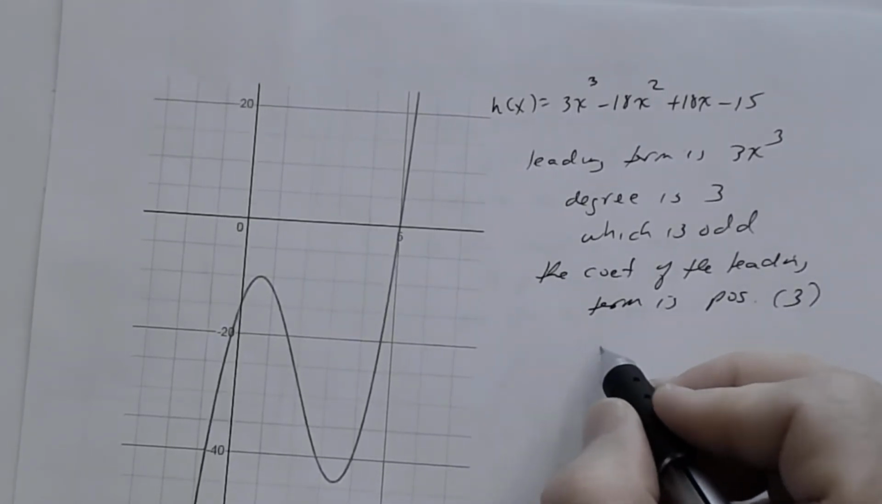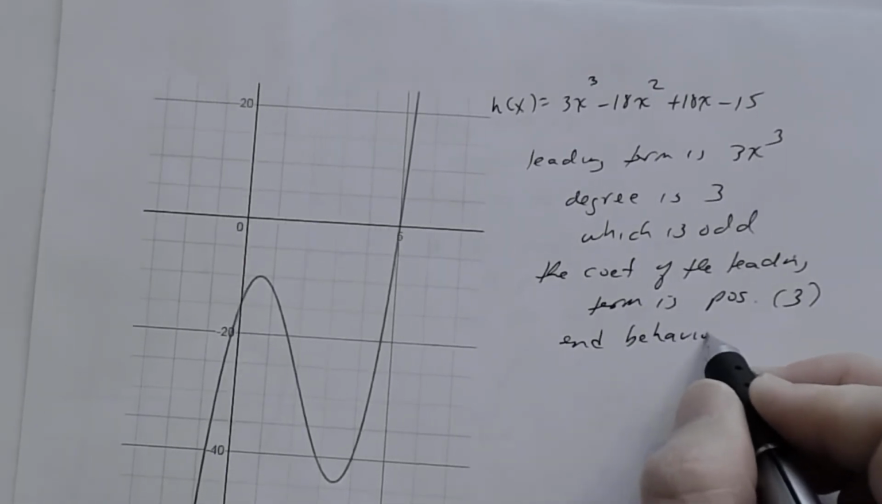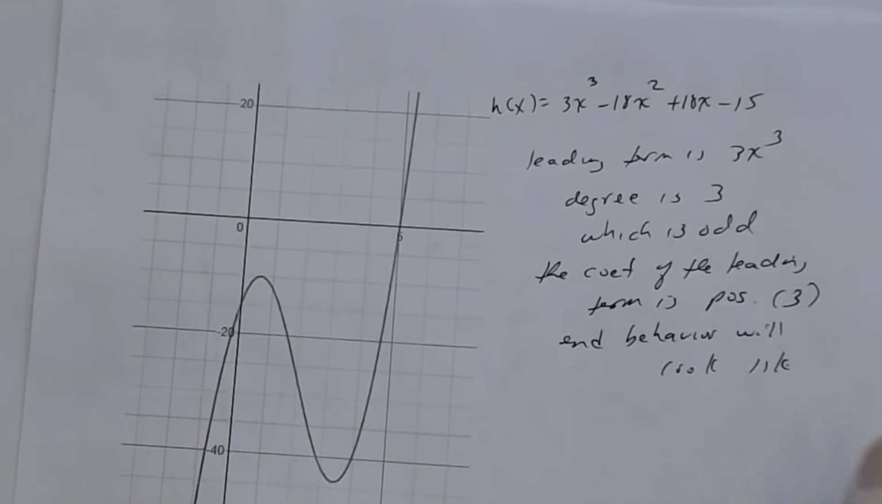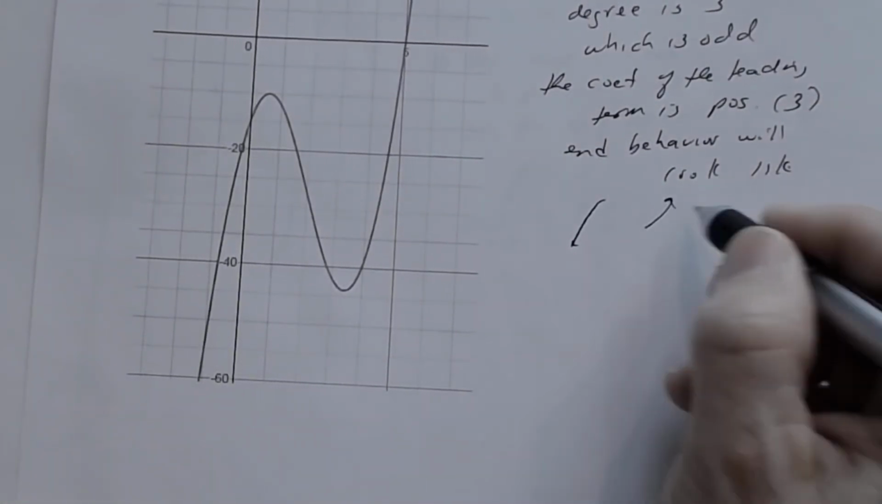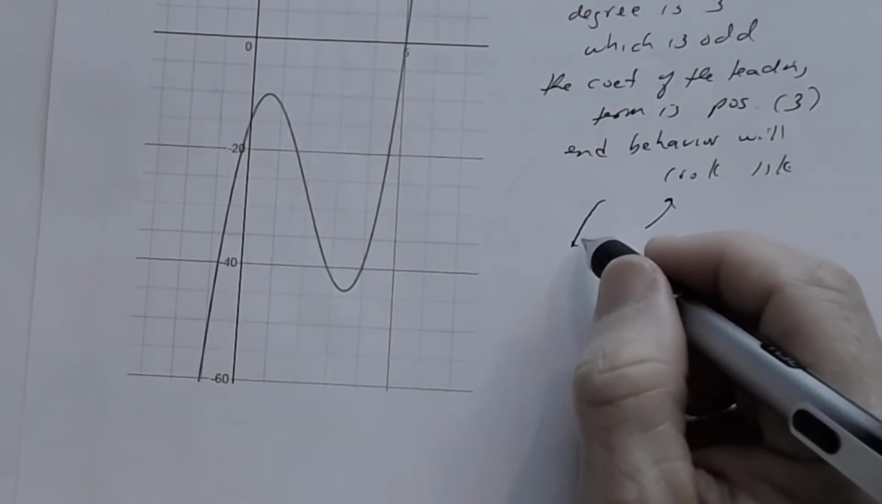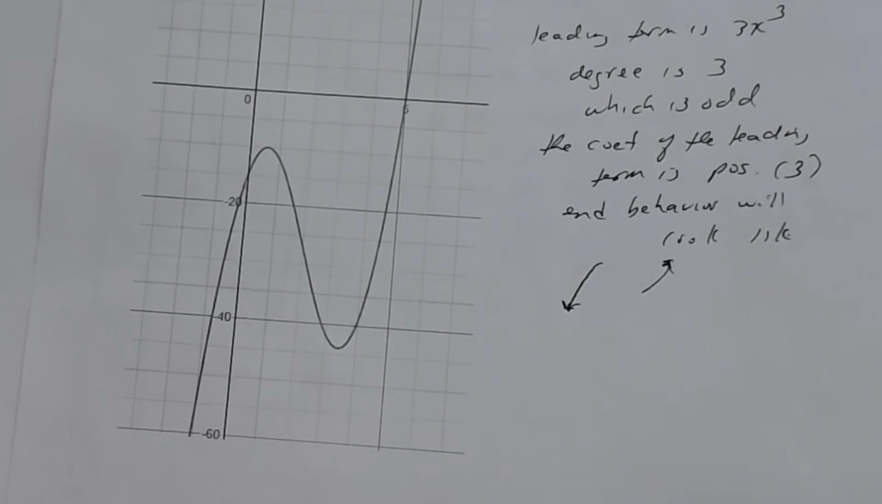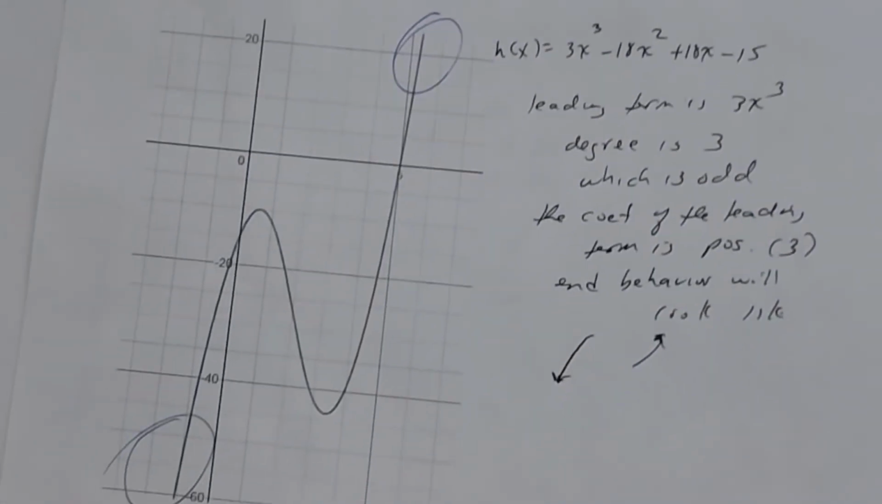So that means the end behavior will look like this. It's going to point down on the left, point up on the right. Point down on the left, point up on the right. And that's what you see. The left side is pointing down, the right side is pointing up.